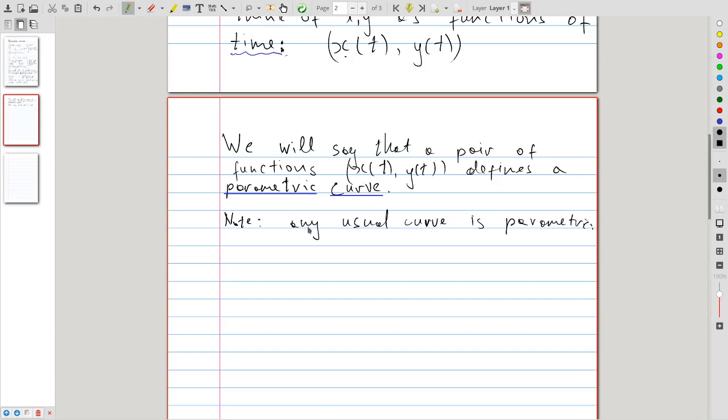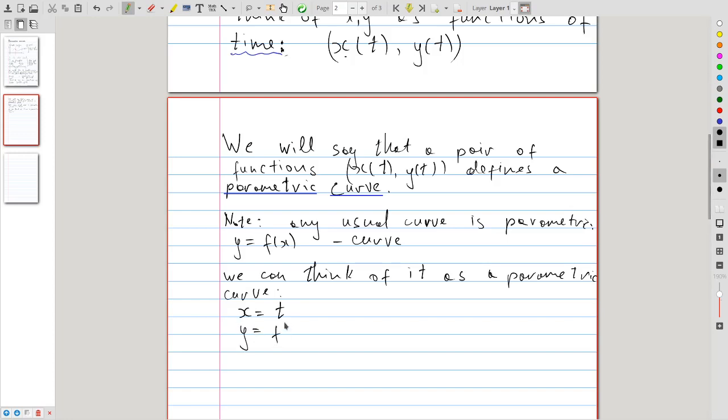So if we have a curve y equals f of x, say, this is a curve, then we can think of it as a parametric curve by saying, well, okay, let us just say that x is our time and then y depends on time. So this gives us a parametric curve.